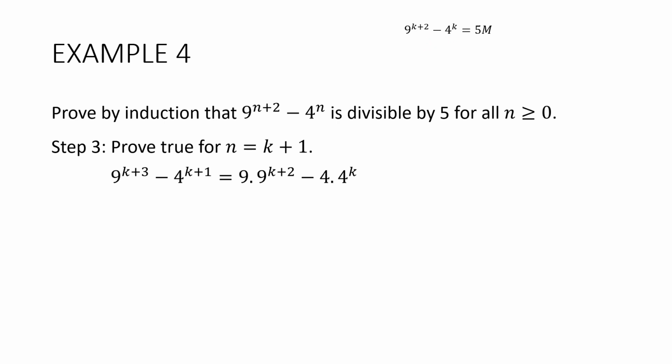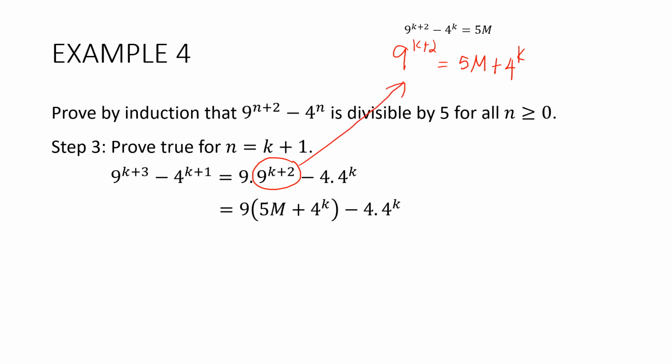It's quite complicated. In fact, I'm going to make 9 to the k plus 2 the subject, just like I did in previous examples. So 9 to the k plus 2 is equal to 5m plus 4 to the k. And I'm going to substitute that in here. And that gives me 9 outside of 5m plus 4 to the k, in brackets take away 4 times 4 to the k.